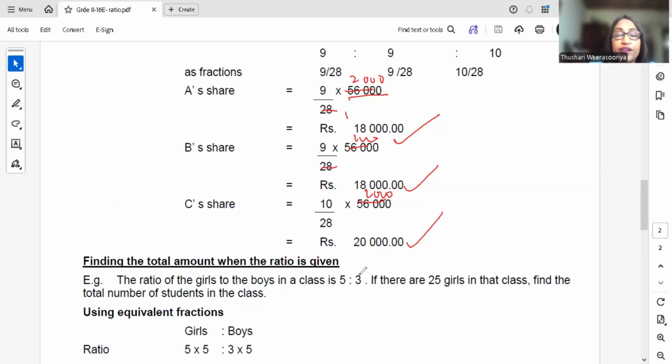Now, under ratio, we have got different types of questions. This is one type. Earlier was another type. This is another type. Now, there is another type: finding the total amount when the ratio is given. We'll take an example and see how to do that.